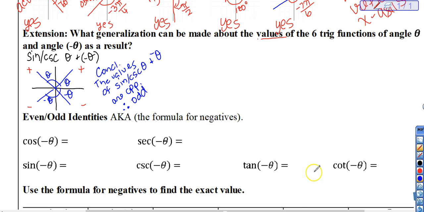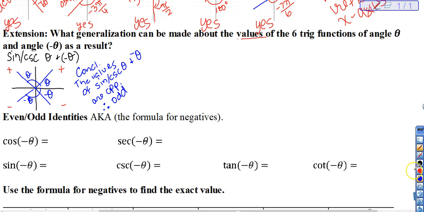Okay, we're going to do two more. So let's look at cosine and secant of theta and negative theta. Notice that I keep putting parentheses around negative theta. You really need to tuck parentheses around any negative radians or degrees when they're preceded by a trig function. Okay, so we'll go through that same idea and see if we can make a generalization about cosine and secant.